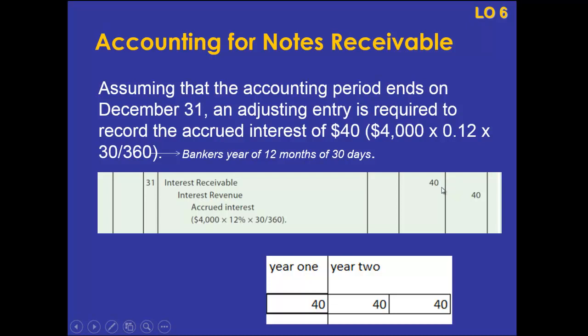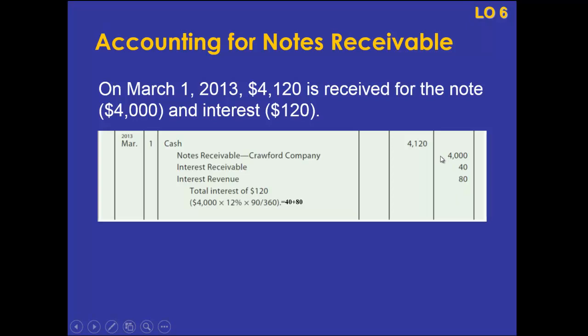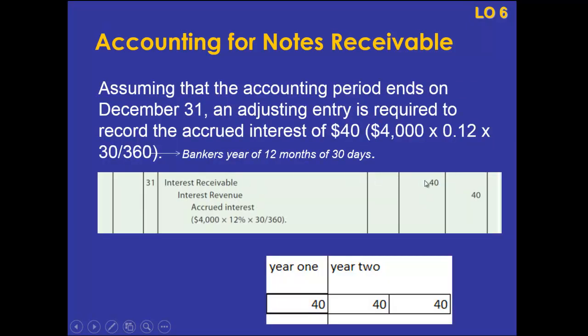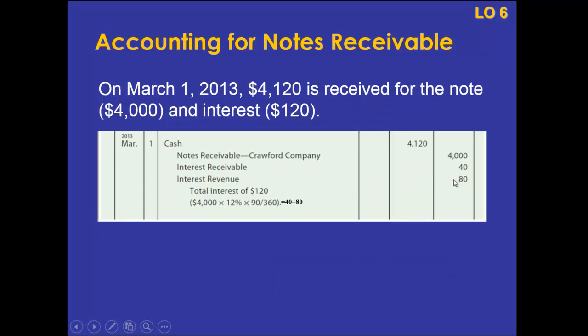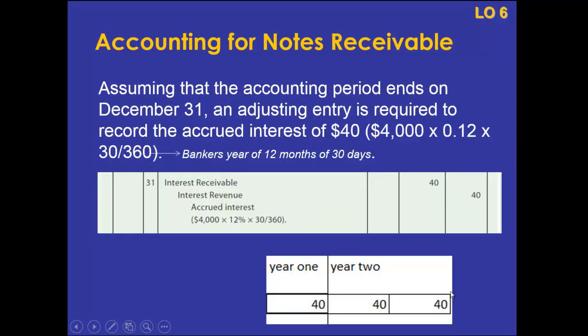Okay, so later on in the next accounting period when we receive payment, let's take a look at how it's going to work. They're going to pay us back the $4,000, and the $40 of interest receivable from last year, and the $80 of interest that we earned this year. So that's $4,120 that they're going to pay us. This portion is what they owed us that they borrowed, so we're going to reduce that notes receivable. We're going to reduce this interest receivable that we just established over here, and this $80 is what we earned in this year right here.